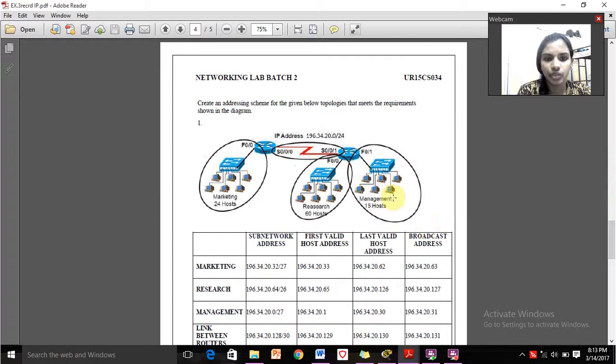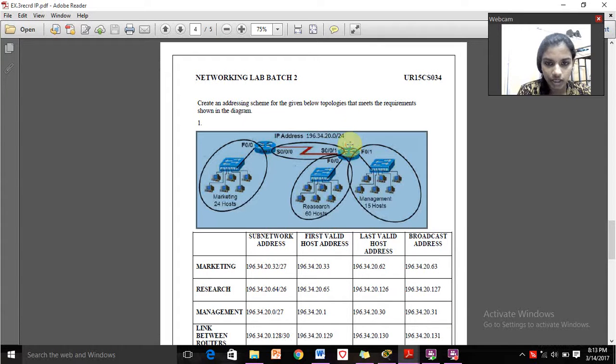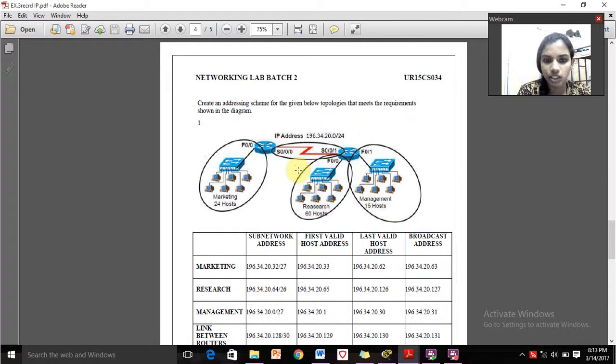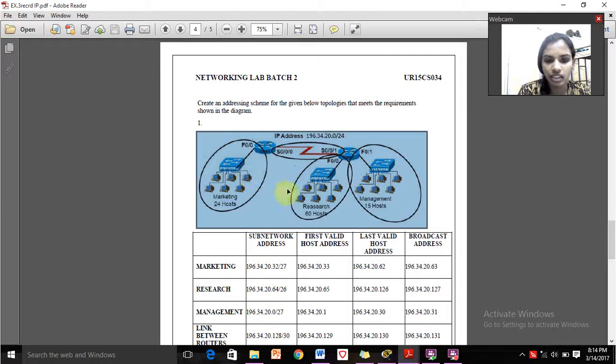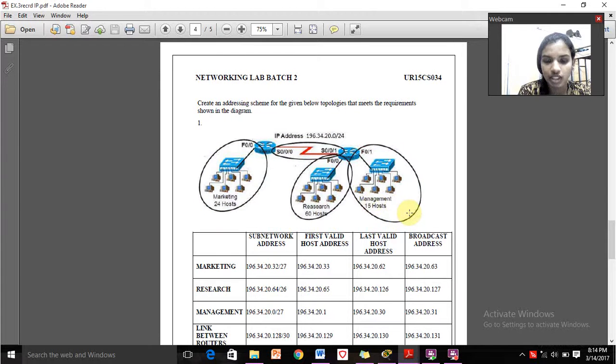So this is a topology to get 100% reliable IP addresses. Here there are two routers placed and there are three switches. There are three local area networks and one wide area network. The IP address given for this question is 196.34.20.0/24. Here this is the marketing, this is the research, and this is the management. Here 24 hosts for marketing, 60 for research, and 15 for management.